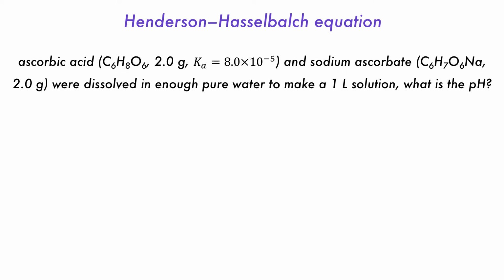Let's look at an example. We are to find the pH of a buffer solution made from 2 grams of ascorbic acid and 2 grams of sodium ascorbate, made up to a 1 liter solution with pure water.